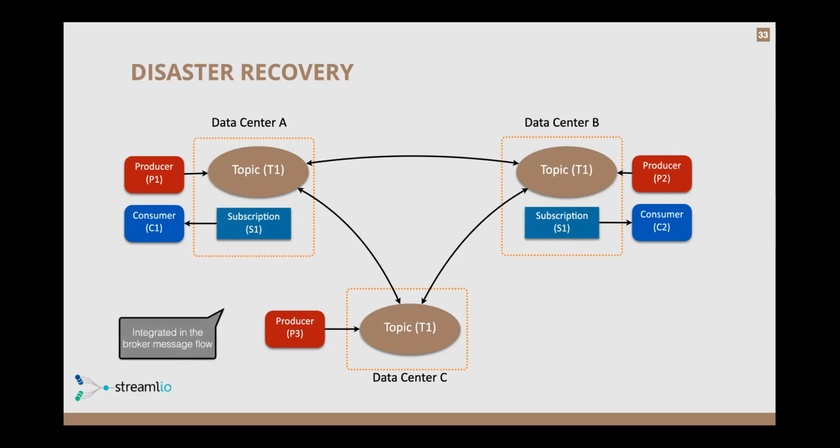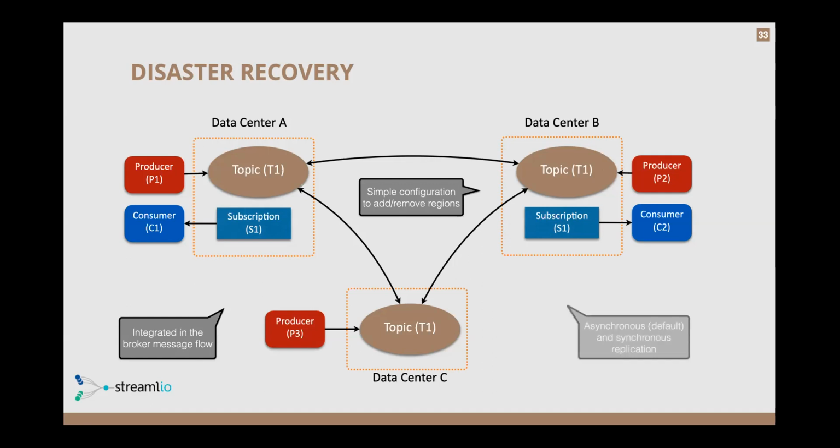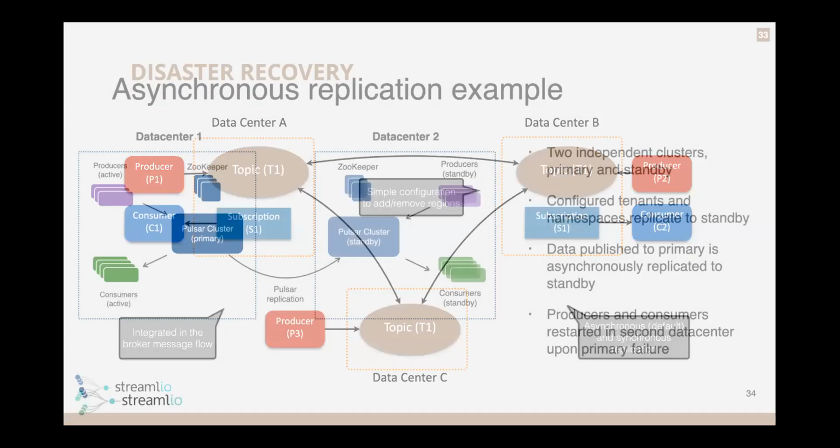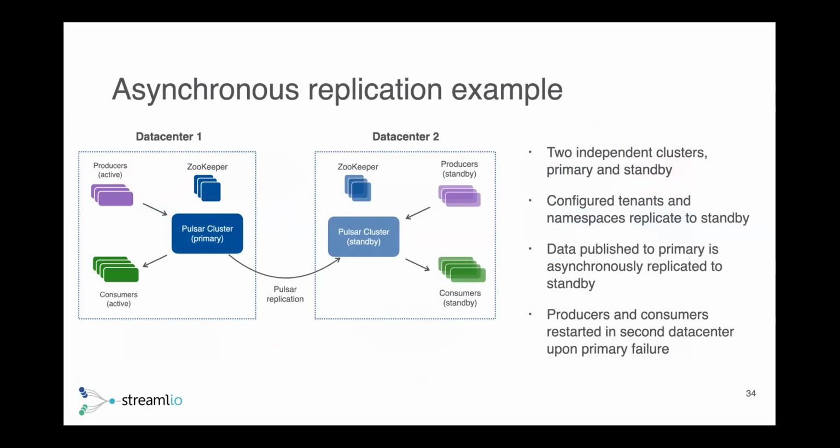This is automatically integrated with the broker message flow. Again, it's a simple configuration to add and remove regions. Basically, you specify the brokers, you specify one endpoint where the brokers are listening, and it can automatically work. And then it's done asynchronously by default. And if you want to ensure no data loss and you want synchronous replication, there's also a way to do that, which I'll cover here shortly.